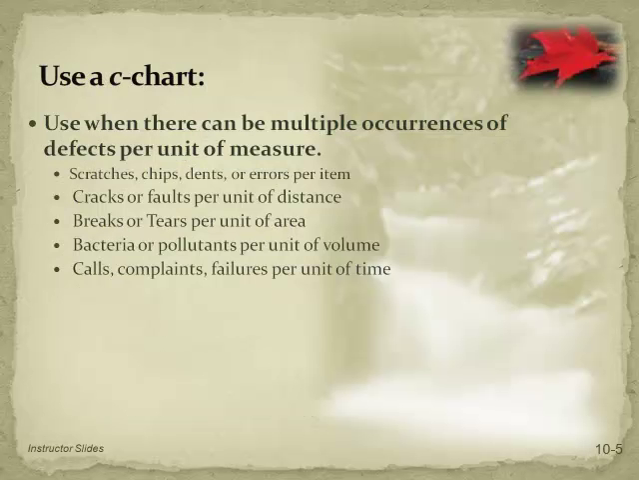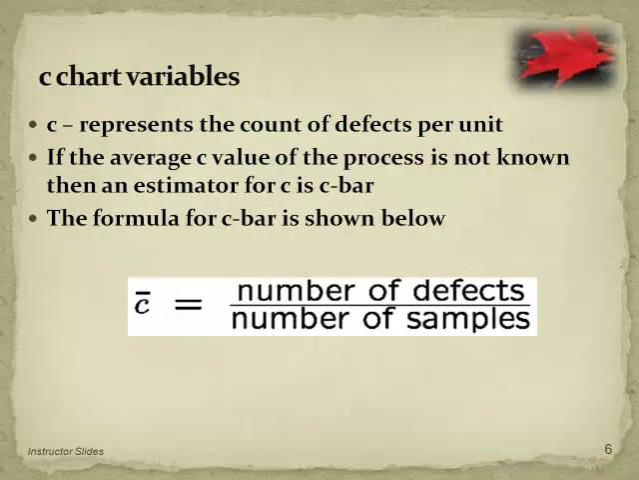So other examples of C-charts could be things such as this: scratches and chips and dents per car, bacteria. Each one of these you can see that there is a per unit involved. So many defects per something. So every time you have something like this, it's basically a C-chart problem.